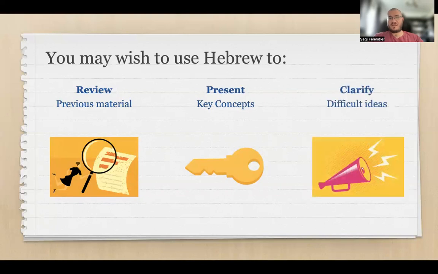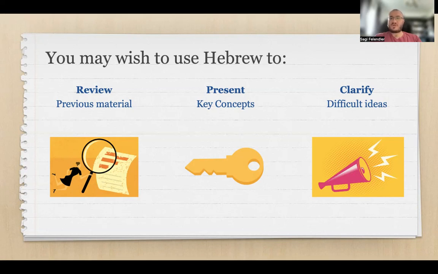The last thing, of course, and it's related to presenting ideas, you may also want to use Hebrew occasionally to clarify ideas. Some ideas, some theories, some equations, some materials are very difficult. They include a lot of verbiage, a lot of words or many terms. Sometimes they include a lot of moving parts, and you may want to occasionally clarify your ideas by adding a little bit of Hebrew here and there.